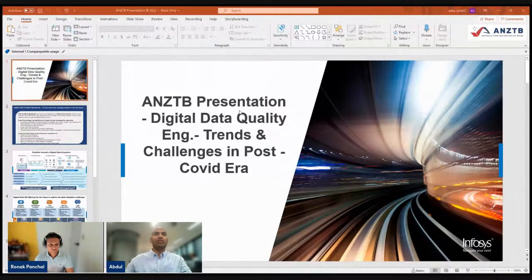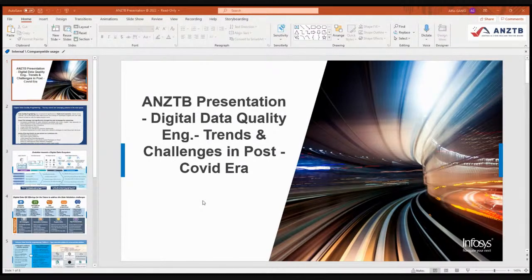Okay, that's all right. So it's just a bit of introduction. We wanted to have a quick discussion around how the digital data quality engineering trends look in terms of what are the trends and challenges that we see in the post-COVID era. That's something that we wanted to bring in and have a quick discussion with all of you to understand where we are heading in terms of quality engineering trends and challenges, post the COVID, understanding the challenges that we faced and a lot of things that have happened. Moving on.